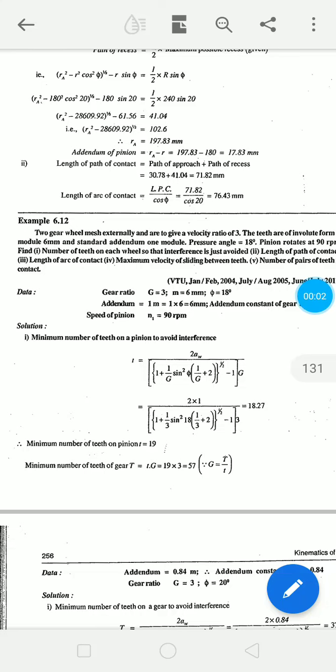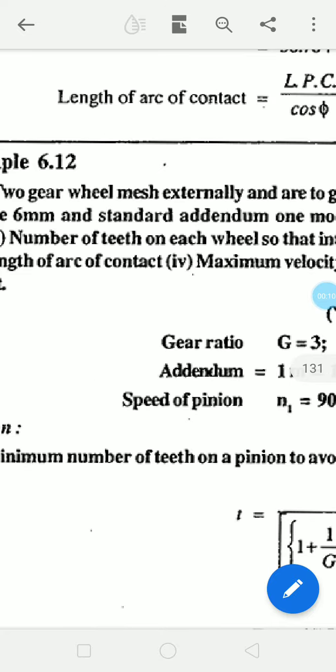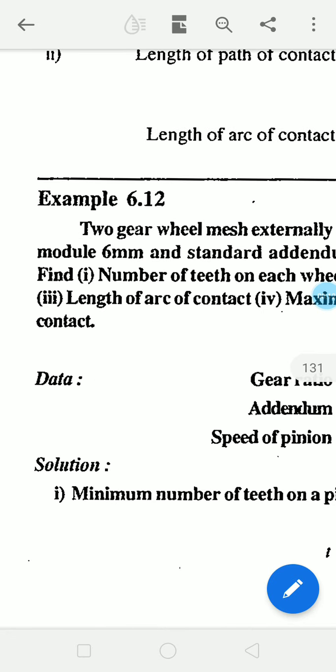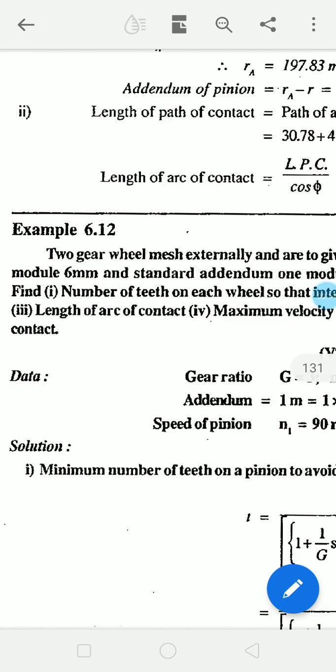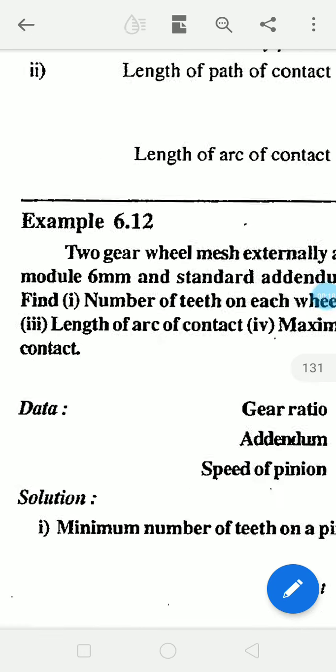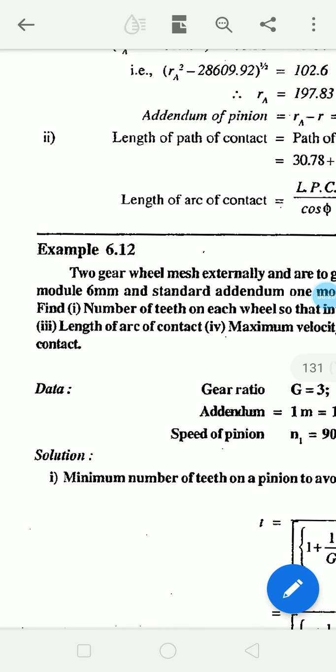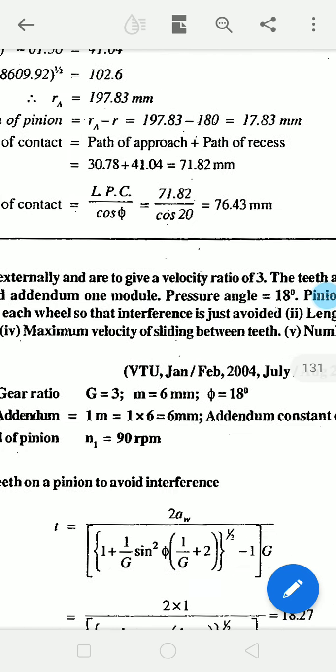Hello, good morning everyone. Today let us start one more problem. So today I will take the problem number 6.12. It's also very important. What is that problem? Let us discuss in detail.